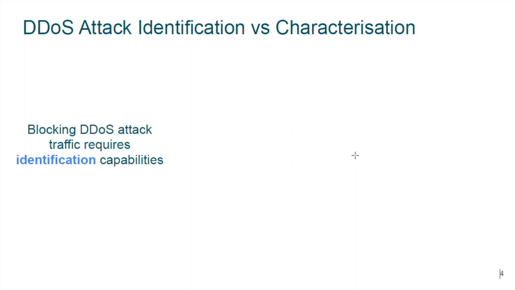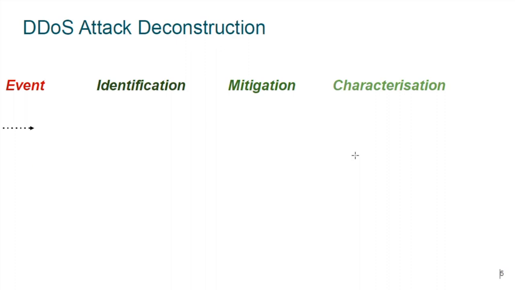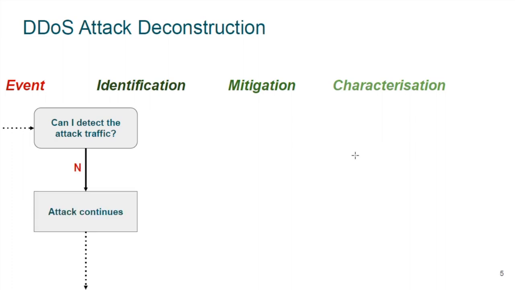So let's contrast attack identification with characterization. Blocking DDoS attack traffic requires identification capabilities. And this is different from understanding DDoS attack traffic, because that requires characterization capabilities. To illustrate this better, let's consider these different steps. Let's suppose there is a DDoS attack. And the question is, can I detect the attack traffic? If I cannot, well, the attack will continue.